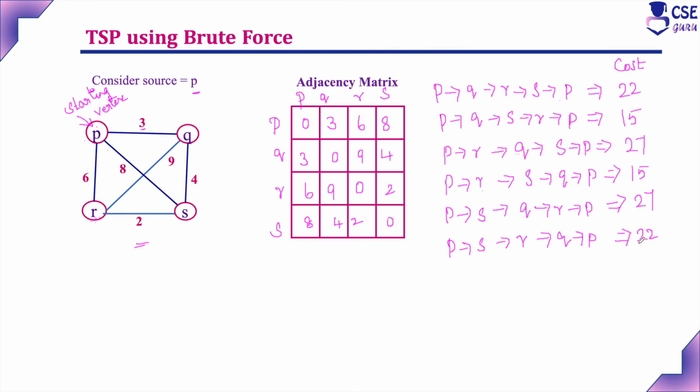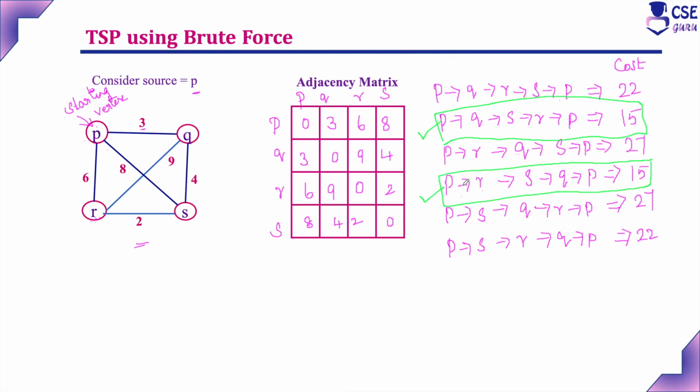So among these, we have to select the route with the minimum cost. So which one is minimum? The cost 15 is minimum. So this route is minimum. Similarly, this route is also minimum. Both have the same minimum cost, so the salesman can choose any one route among these. Okay, so this is the minimum cost.